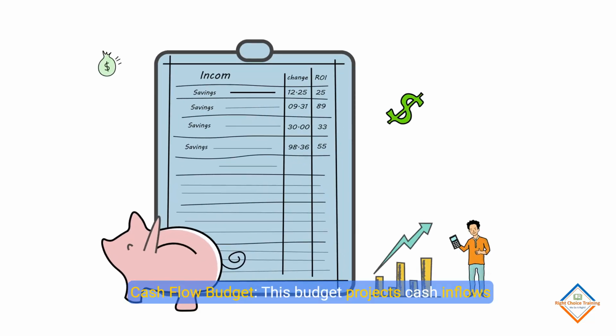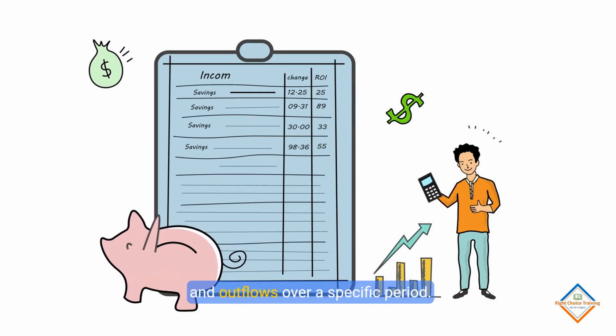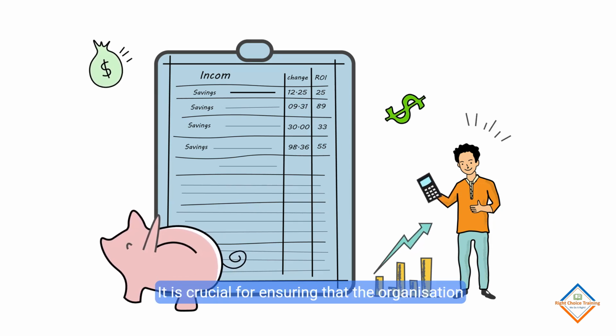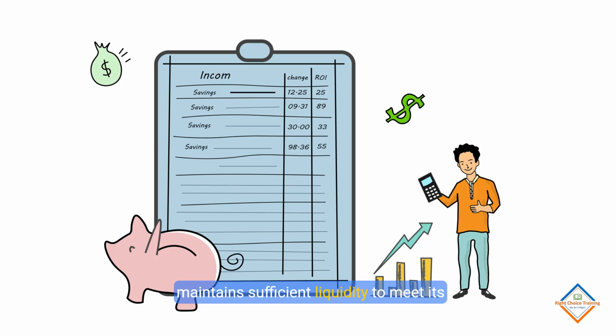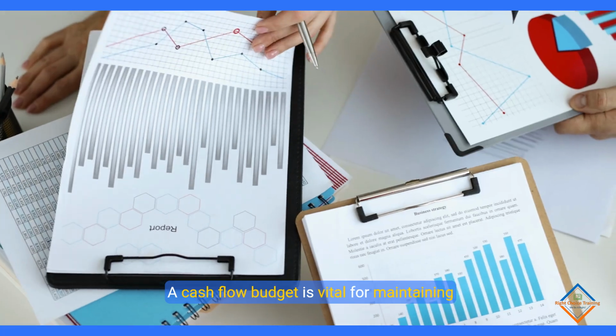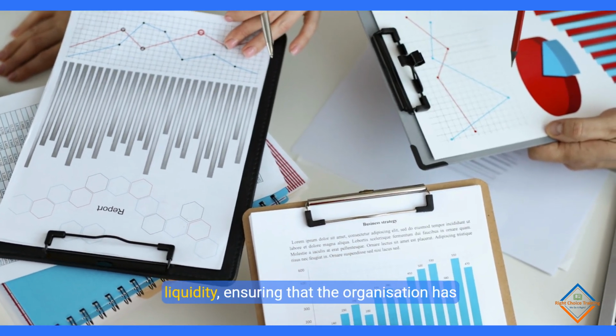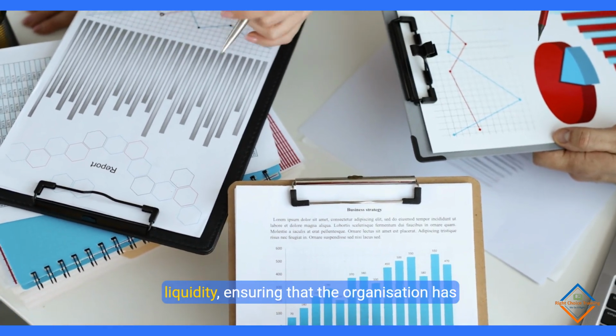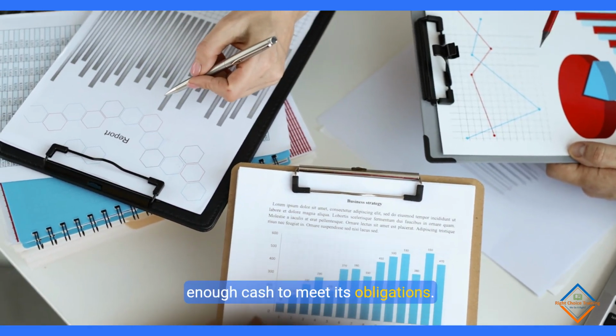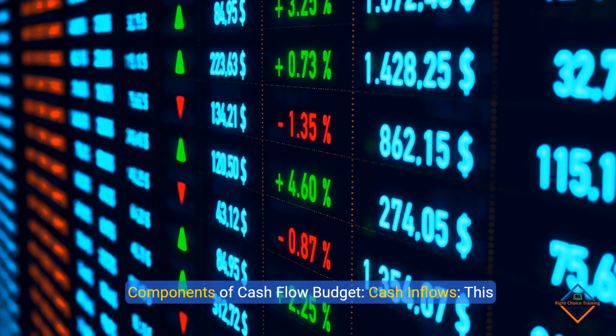Cash flow budget. This budget projects cash inflows and outflows over a specific period. It is crucial for ensuring that the organization maintains sufficient liquidity to meet its obligations. A cash flow budget is vital for maintaining liquidity, ensuring that the organization has enough cash to meet its obligations. Components of cash flow budget.